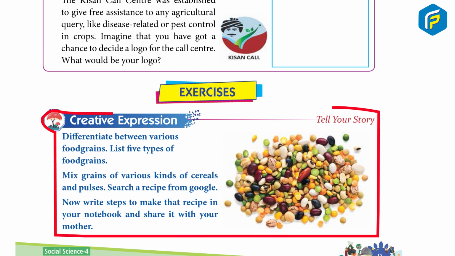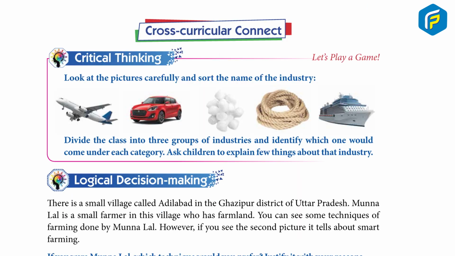Exercise. Creative expression. Tell your story. Differentiate between various food grains. List 5 types of food grains. Mix grains of various kinds of cereals and pulses. Search a recipe from Google. Now write steps to make that recipe in your notebook and share it with your mother.